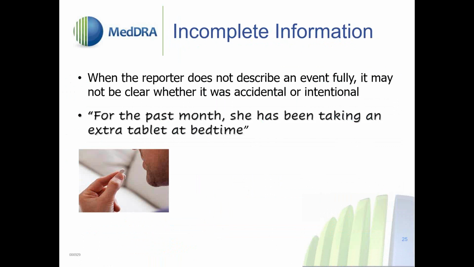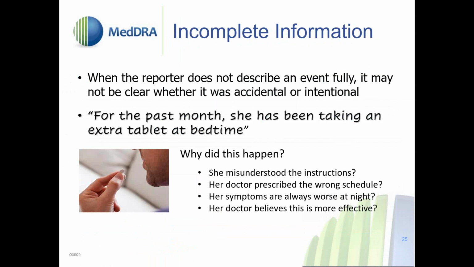You may now argue that in many cases, it is not clear whether such a deviation was intended or unintended. Here you can see an example for such a scenario. It is reported that the patient took an extra tablet before going to bed. So, did the patient misunderstand the doctor's instructions or the package leaflet? This would then represent a medication error. Or did the doctor mistakenly give her the wrong schedule with a prescription? This would also represent a medication error, in this instance, a prescribing error.